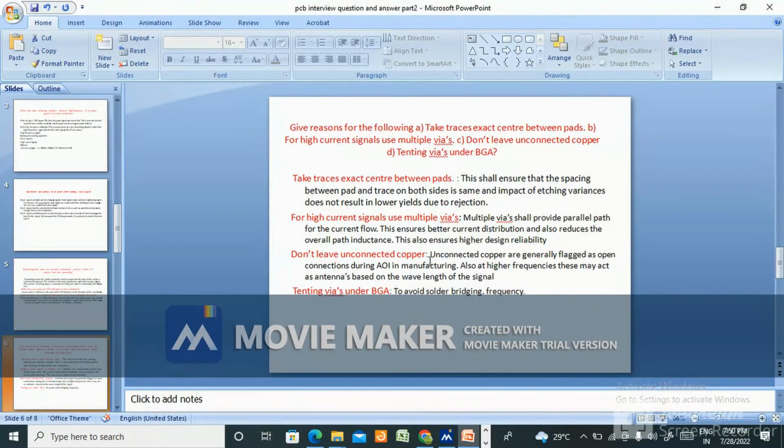Don't leave unconnected copper. Unconnected copper is like dangling; in Allegro we will use the dangling nets and dangling wires and all. So that is unconnected copper, which means it is not connected anywhere. Unconnected copper is generally flagged as an open connection during AOI in manufacturing. Also at higher frequency, it may act like an antenna based on the wavelength of the signal, so we should not leave that copper. And tent vias under BGA to avoid solder bridging. Okay.